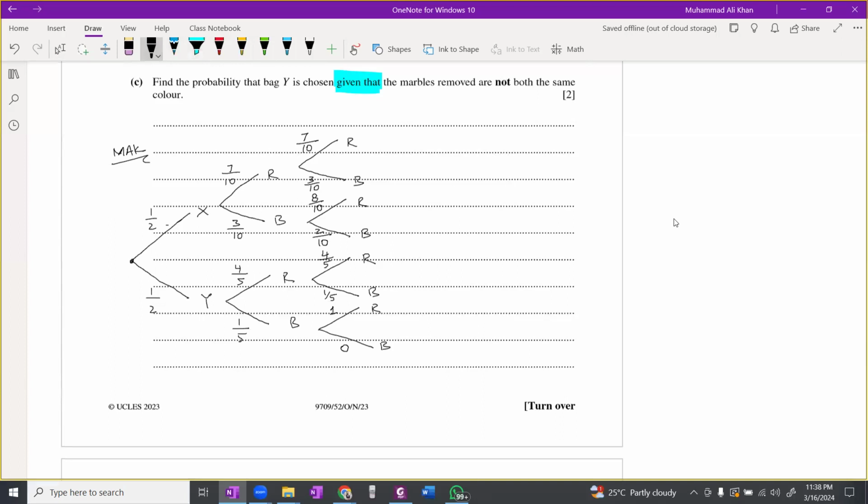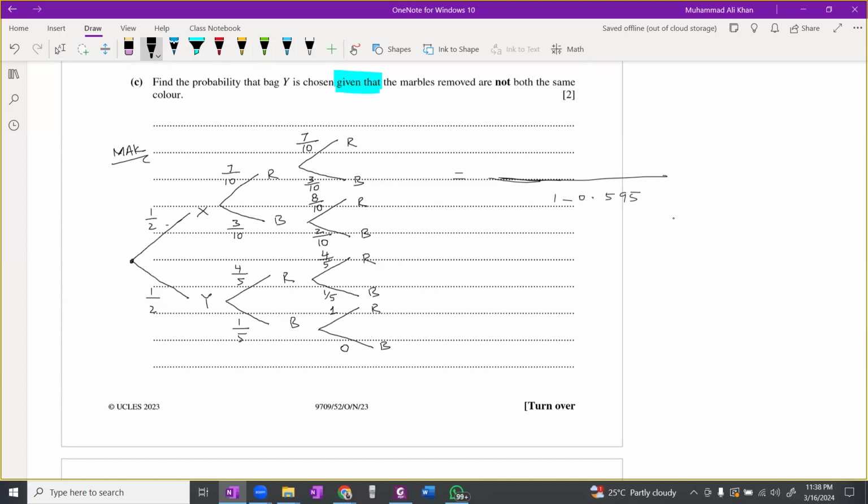प्रीवियस पार्ट में हमने प्रोबेबिलिटी कैलकुलेट की थी सेम कलर की, तो सेम कलर ना हो तो 1 माइनस द प्रोबेबिलिटी ऑफ प्रीवियस पार्ट 0.595. ये टोटल इवेंट्स हो गए. इसमें से प्रोबेबिलिटी हमें कैलकुलेट करनी है. फाइंड द प्रोबेबिलिटी दैट बैग वाई इज चोजन.